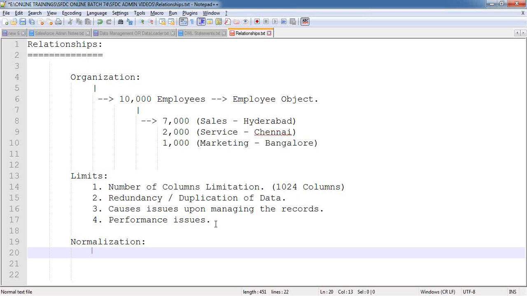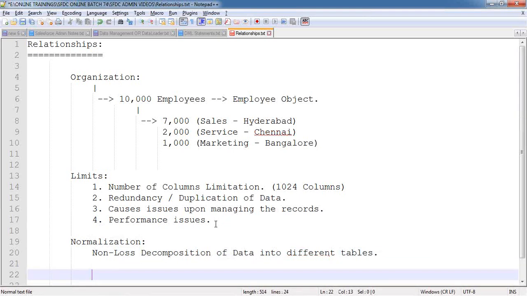For that, they have introduced a feature called normalization. Normalization means the non-loss decomposition of data into different tables. That means instead of holding the whole data inside a single table, we need to divide the data into multiple tables.